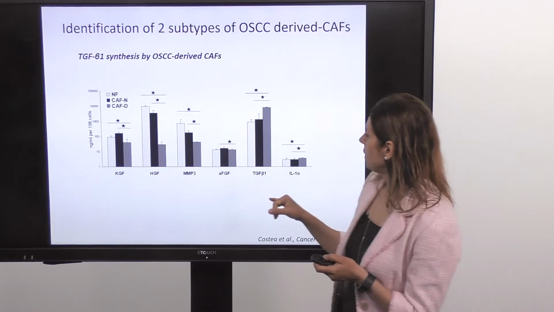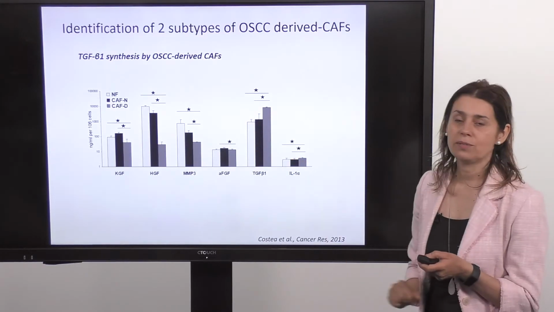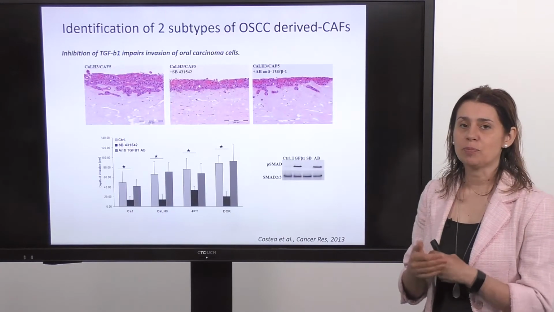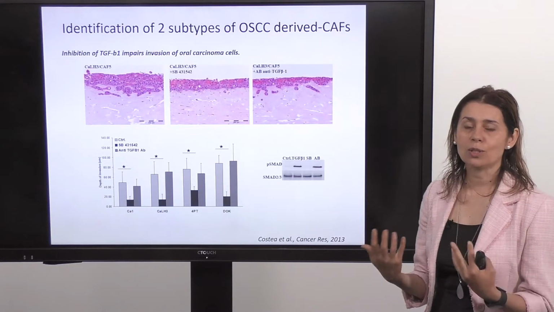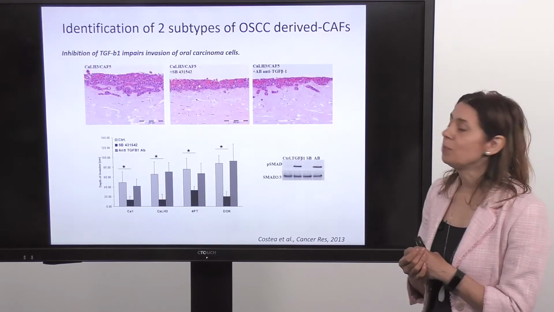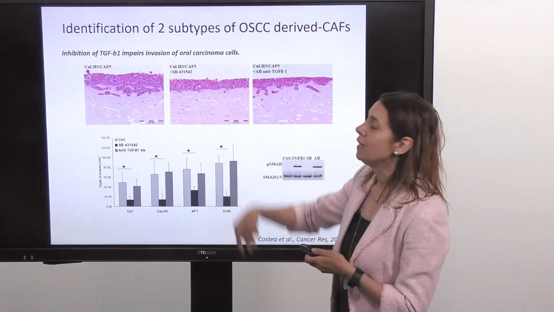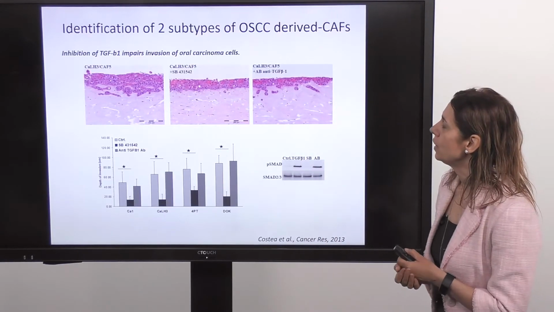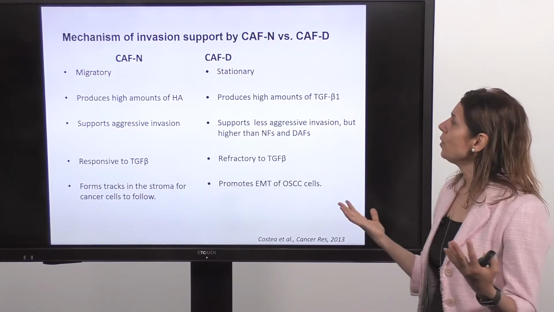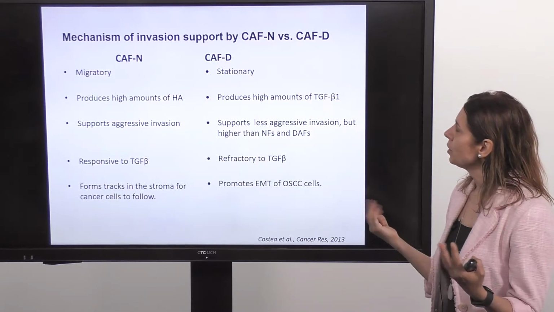And these fibroblasts, the CAFTs, synthesize huge amounts of TGF-beta-1. So we showed that the mechanism through which they stimulated the invasion of oral squamous cell carcinoma was through induction of EMT, epithelial to mesenchymal transition, in the adjacent cells, and this could be inhibited by addition of small molecule inhibitors for TGF-beta-1. So to summarize, we have shown both transcriptomics and functional data for two subtypes of fibroblasts.